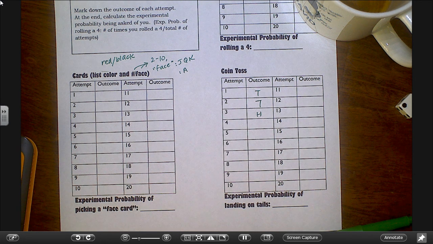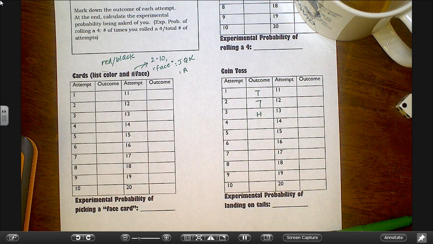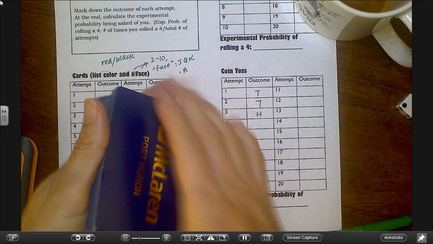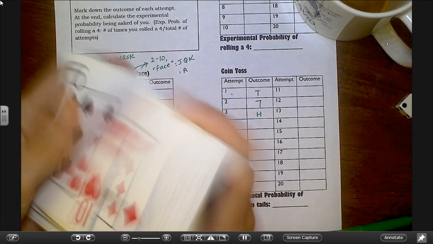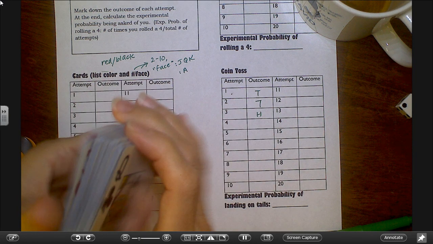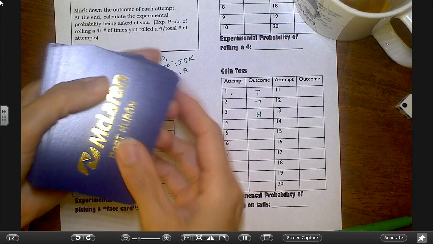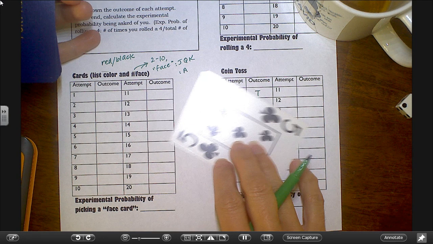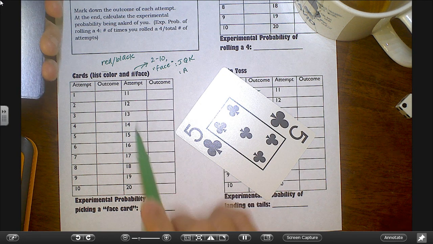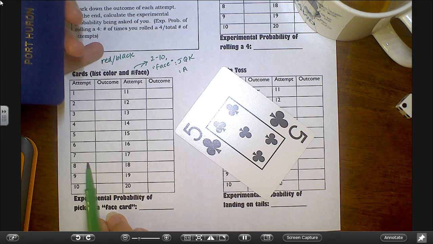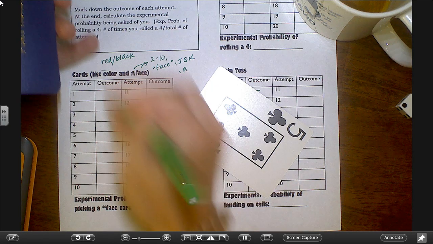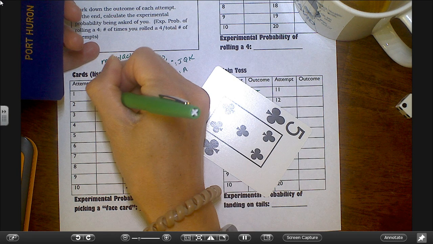All right, I'm back. Told you that wouldn't be too long. So here's my deck of cards. Right, McLaren, Port Huron, Hospital. So I'm going to shuffle them up. And then I'm just going to pick one. And it's a 5 of clubs. I suppose you can, if you want to, list the actual suit, right? So you have hearts, diamonds, clubs, and spades. But I can just do 5B right now.